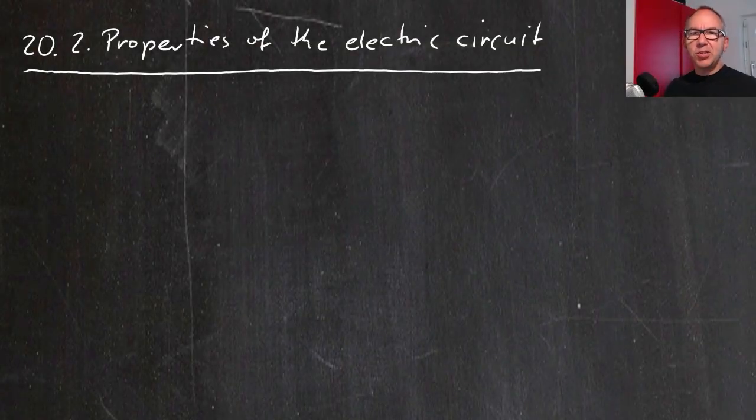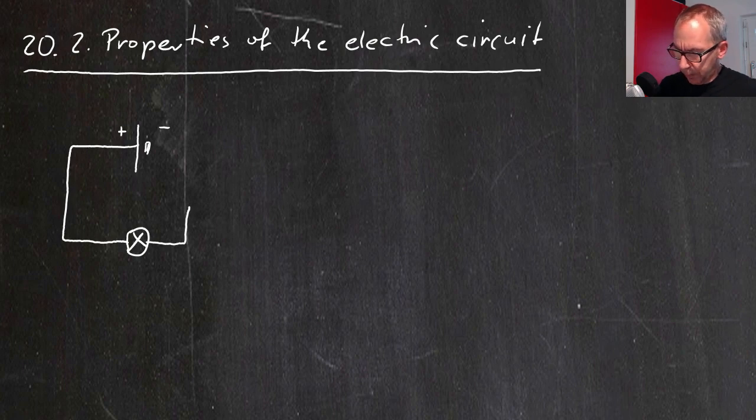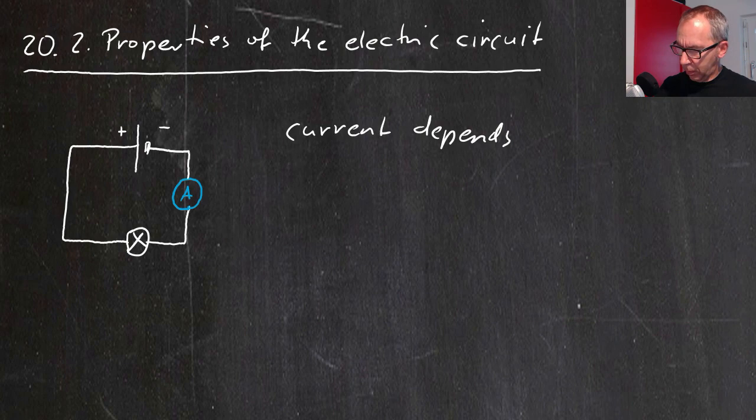Hi everybody. In this chapter we want to have a closer look at the properties of the electric circuit. So let's draw the circuit again. I have added an ammeter again, and we want to discuss what the current depends on. One possibility is I replace the battery. For example, I have a weak one and then I take a stronger one.